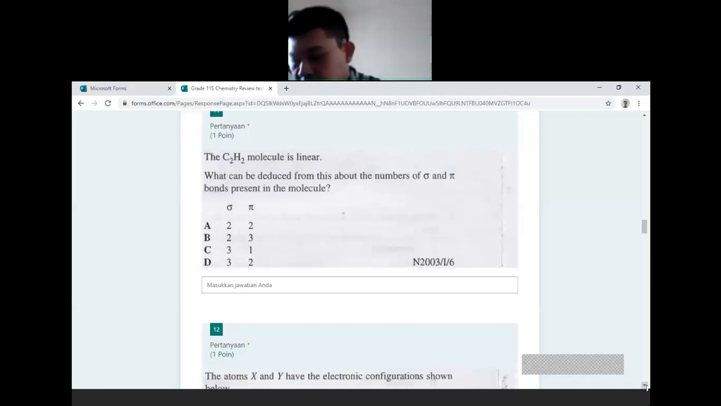Okay, this structure is called an alkyne. Last time in grade 10 we already learned about the alkene and also the alkane.